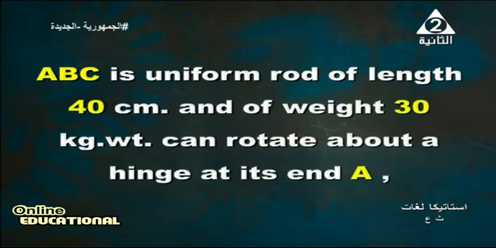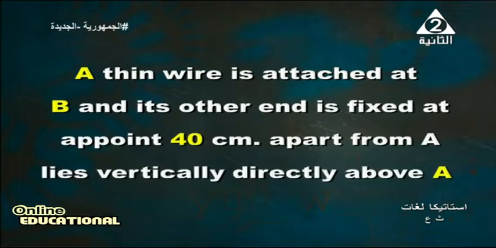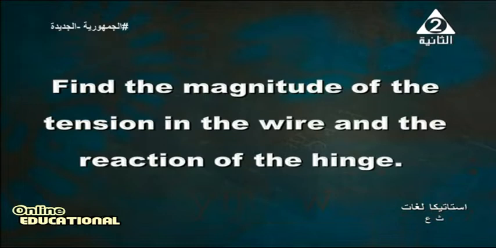Another example. ABC is a uniform rod of length 40 centimeters and weight 30 kilograms, which can rotate about a hinge at its end A. A thin wire is attached at B and its other end is fixed at a point 40 centimeters from A, lying vertically directly above A, such that the rod is horizontally positioned. If BC equals 10 centimeters, what is the magnitude of the tension in the wire and the reaction of the hinge?